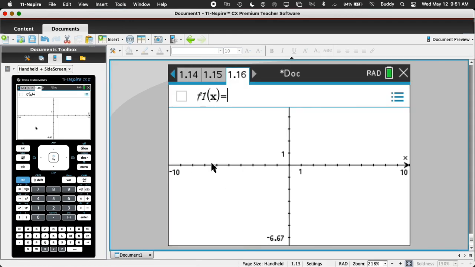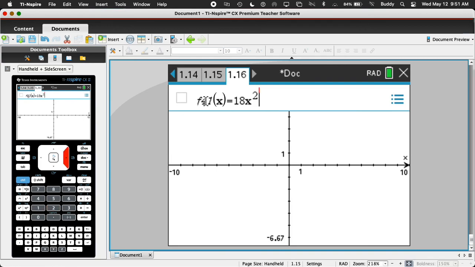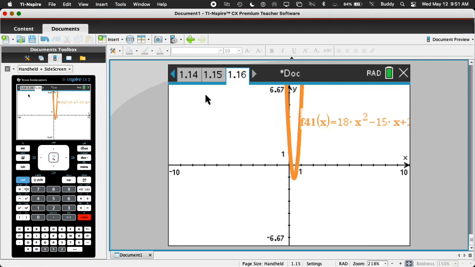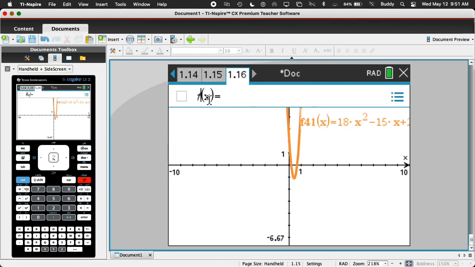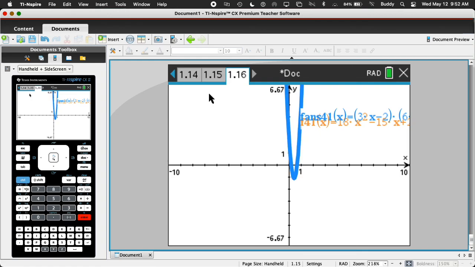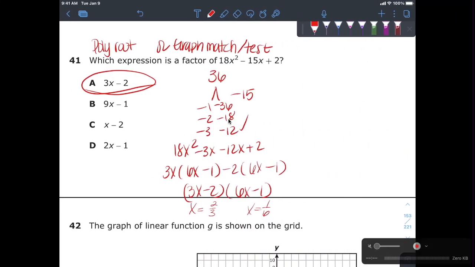I can also verify that these are the correct factors by graphing my original one, and verifying that a graph of my factors looks exactly the same. And look at that, they lay directly on top of each other, so they are exactly the same.